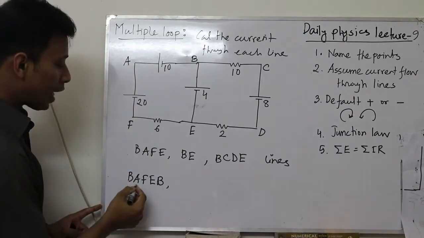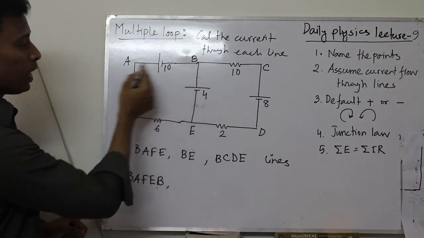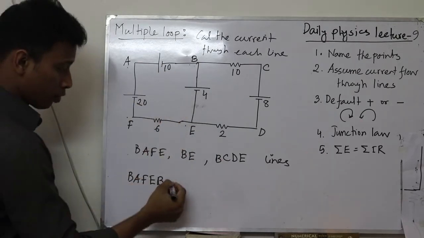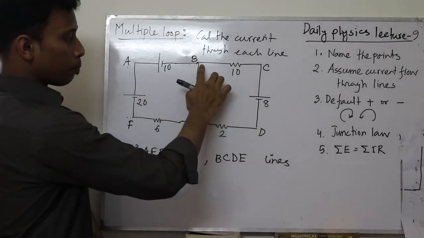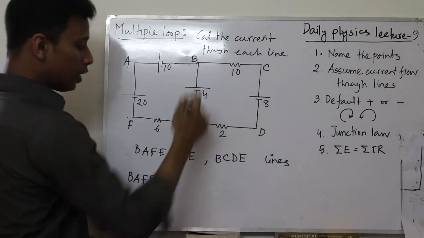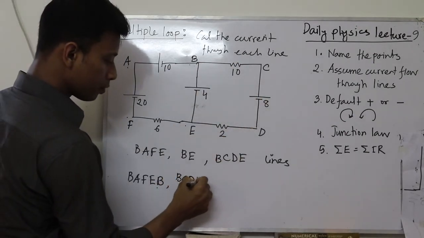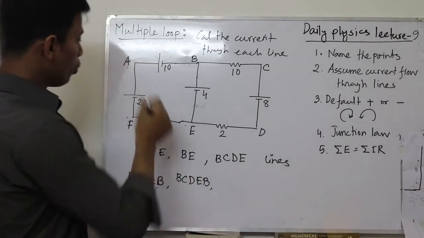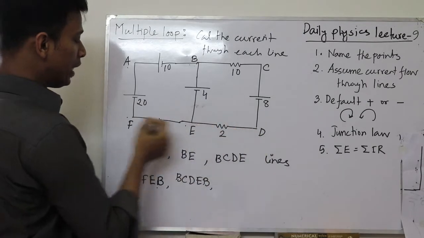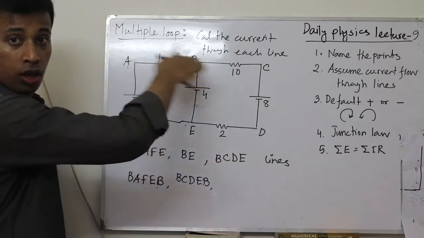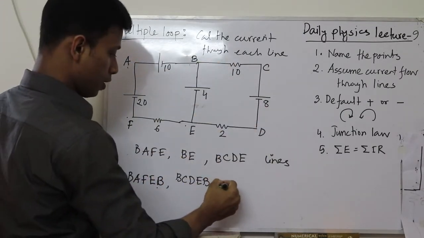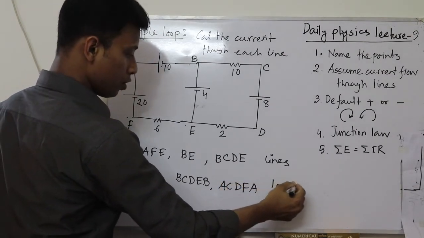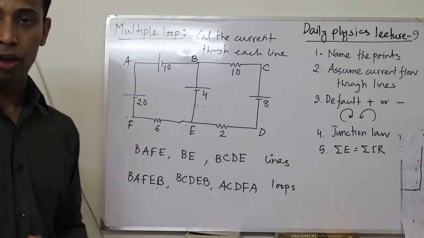So B, A, F, E, B: this is one loop. Here B, C, D, E, B, that's the other loop. And we have the third loop, which is A, C, D, F, A, that is the whole loop. So there are 3 loops.